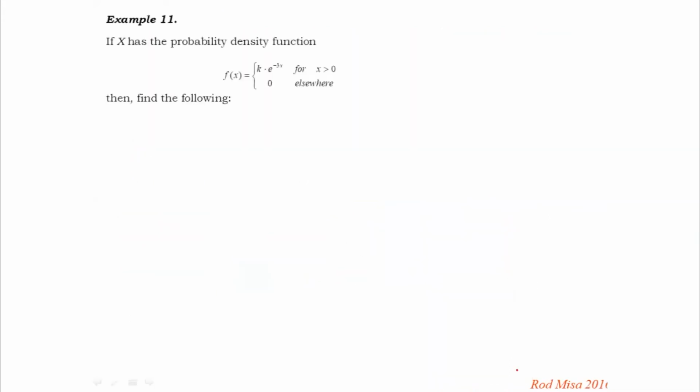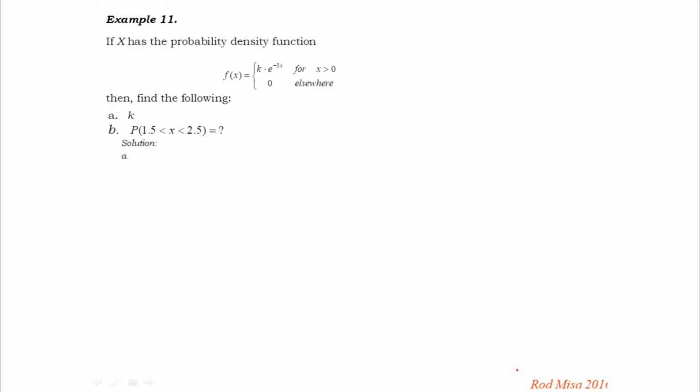Now, let's proceed to our example number 11. If the random variable x has the probability density function of small f of x, which is equal to k times e to the power negative 3x for the random variable x greater than 0 and having probability of 0 elsewhere, then find the value of k here. Letter B, find the probability of your random variable x from 1.5 to 2.5.